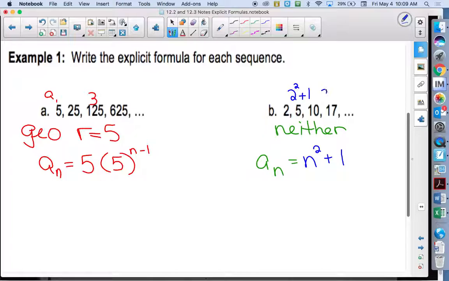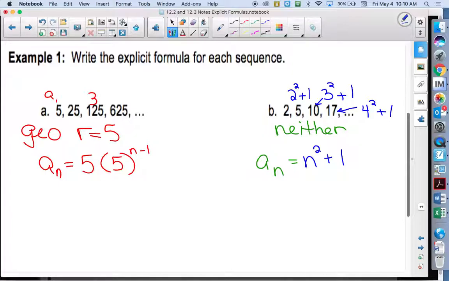10, she said, is 1 number off from the perfect square. So 10 could be 3 squared plus 1. 17 could be 4 squared plus 1. So they're 1 number away from a perfect square. 2 is 1 squared plus 1. So that n squared plus 1 can be a formula that we use to find the next value. So I would take 5 squared plus 1, my next number would be 26.